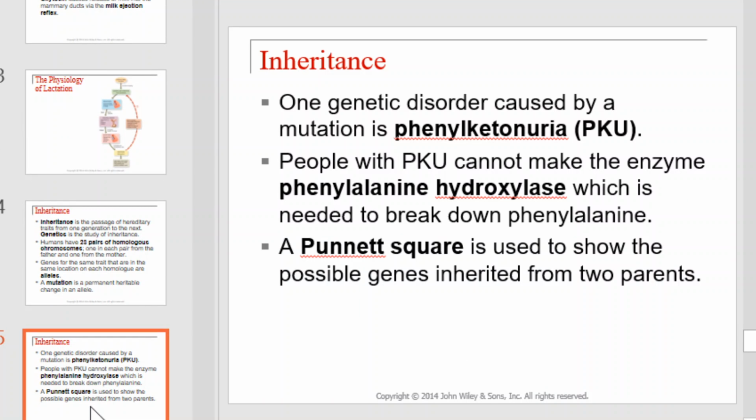One genetic disorder caused by a mutation is phenylketonuria, or PKU. People with PKU cannot make the enzyme phenylalanine hydroxylase, which is needed to break down phenylalanine. A Punnett square is used to show the possible genes inherited from two parents.